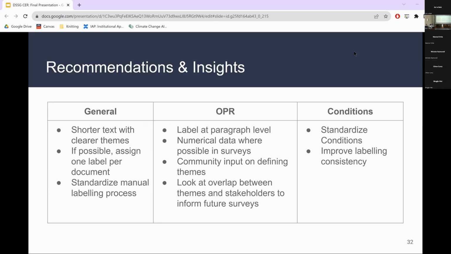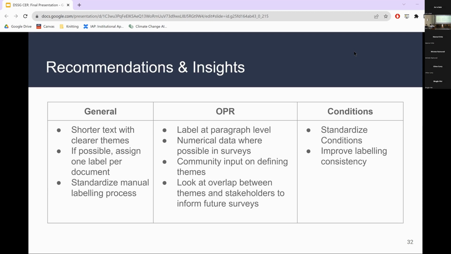Finally, as mentioned in the beginning, part of our project is to provide some insights to the CER, and here are a couple of recommendations that are rooted in our analysis and our results. It's worth noting that between the OPR and Conditions datasets, the database with shorter text and clearer themes outperformed the others. So going forward, having either fewer themes or having entries that are labeled at a smaller level could potentially help them use these models in the future and get better results.